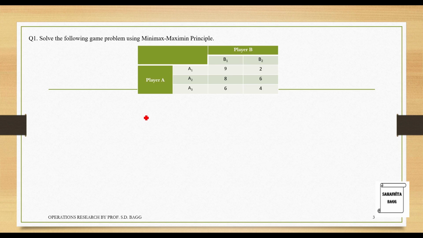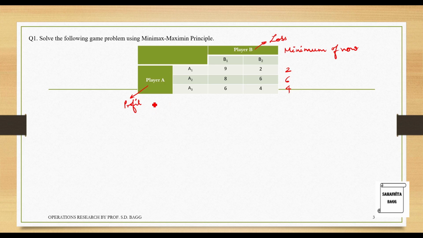So now what you will do is you will first assume that player A is playing for profit and player B is playing for loss. Once you have done that, you will have to take the minimum of the row. So you're taking the minimum of row values. Here amongst 9 and 2, 2 is minimum, here 6 is minimum, and here 4 is minimum.